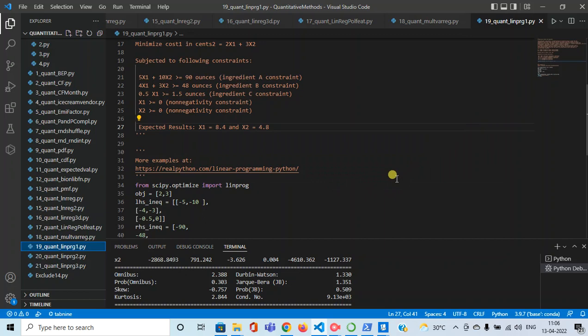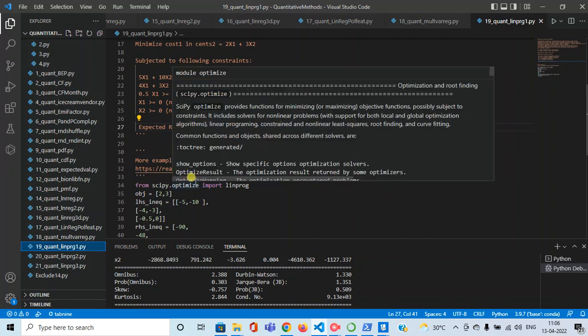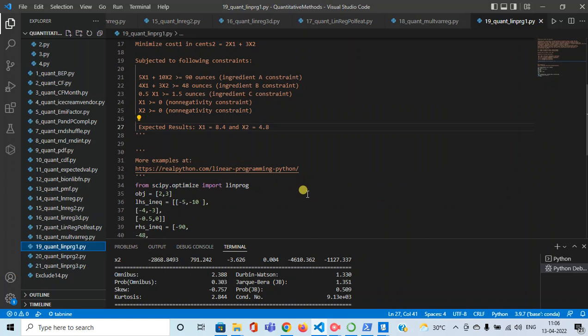We are making use of SciPy's optimize linear programming module. The linear programming module always expects minimization of a problem. I'll explain what I mean by that. And then it always expects less than.